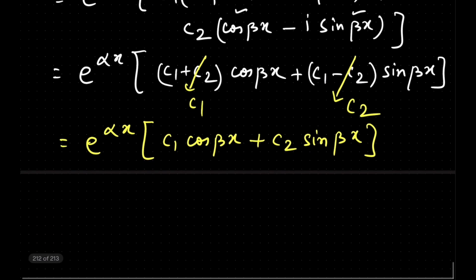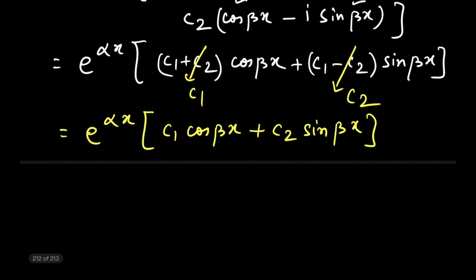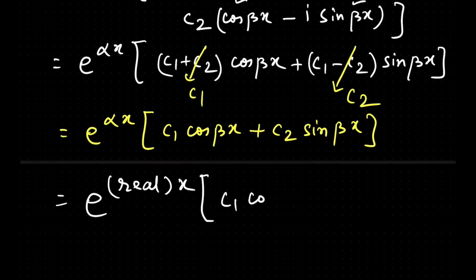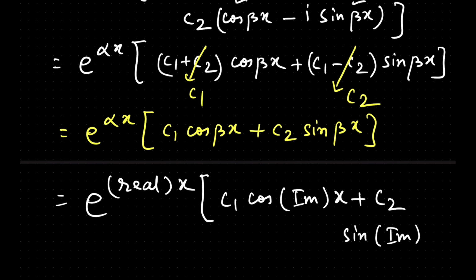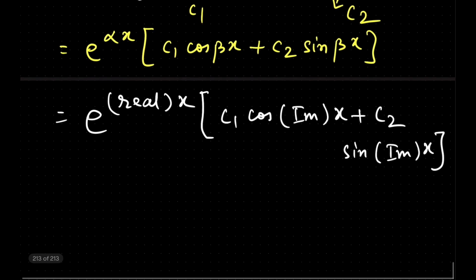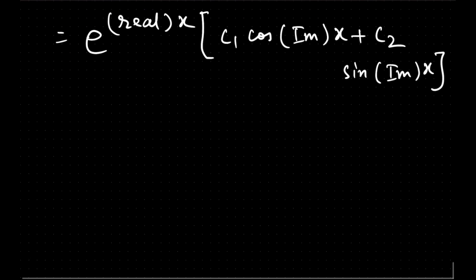So if you want to remember this, you can simply remember it as e to the power of real part into x, then c1 cos of imaginary part into x plus c2 sin of imaginary part into x. So now let's solve one problem on this. So for example, you can try this for example.